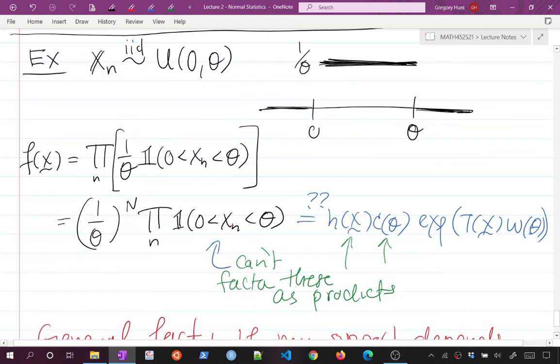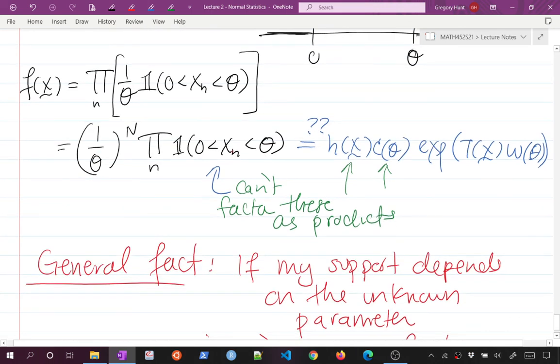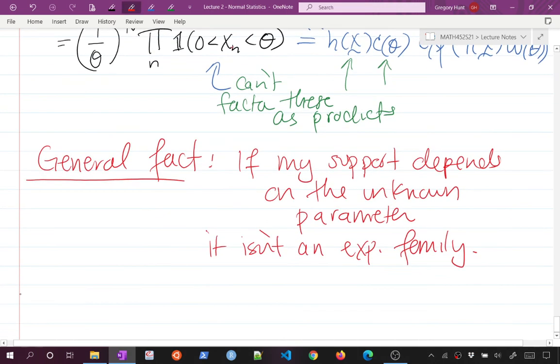If the support depends on the parameters, you can't do that factorization. That's not going to be an exponential family. So this is just a great rule of thumb to rule things out. Typically, if the support doesn't depend on the parameters, it is an exponential family. Maybe not always, but good rule of thumb. So exponential families are really going to help us out.